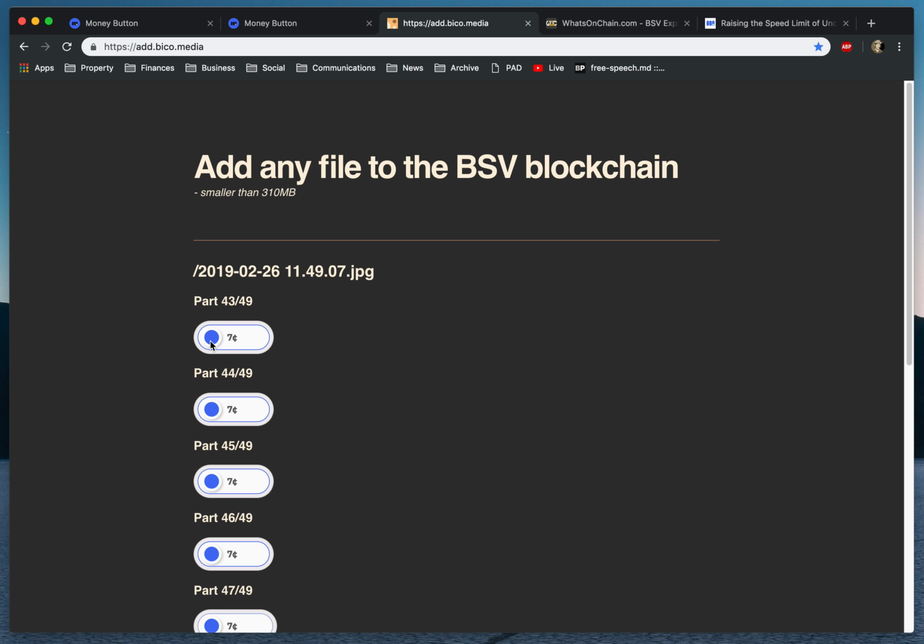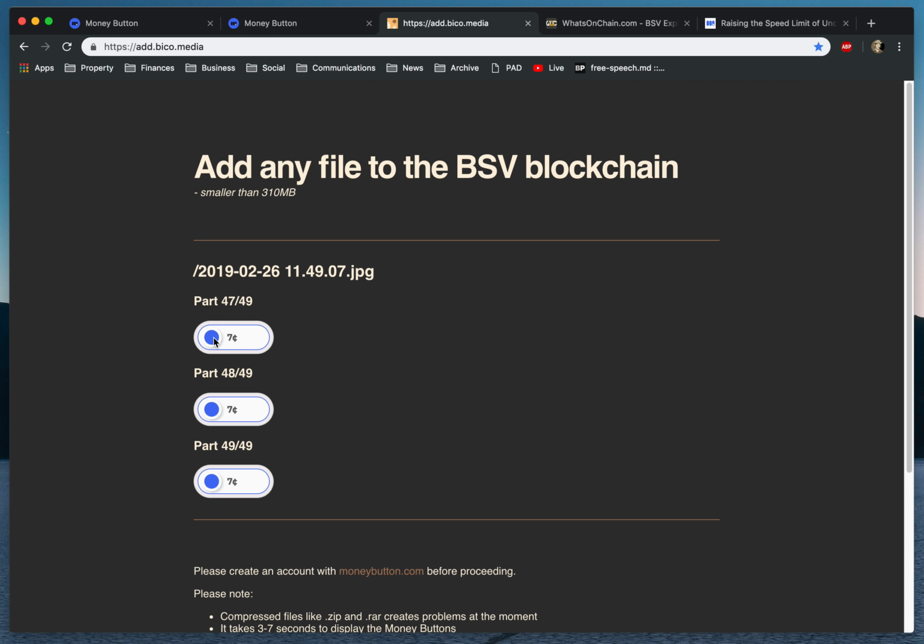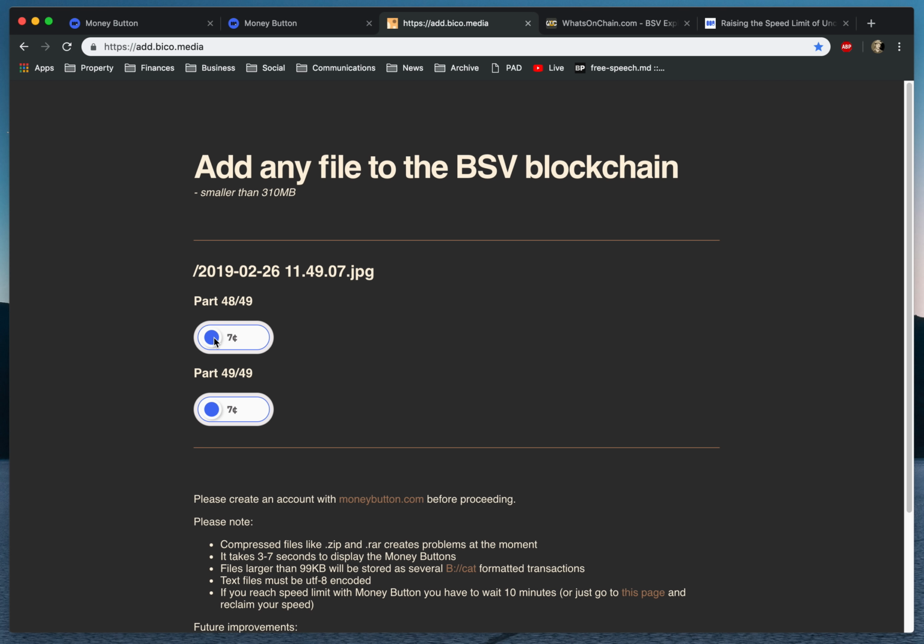So notice how I've done quite a lot. Like I've done more than 25, right? I'm now at number 43 here. So I definitely have done more than the 25 unconfirmed transaction chain limit, and I haven't encountered any errors. That's because I'm just spending all of my confirmed UTXOs. Each single one of these is spending an already confirmed UTXO. So that's why I'm not encountering any errors.